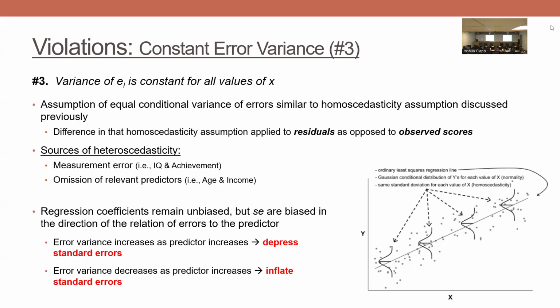If we go the other way, if my error variance decreases as my predictor increases, so I start with a ton of variability and it narrows down, funnel shaped in the opposite direction, I'll have inflation of my standard errors. Standard errors are too big, so my test statistics are too small. I'm going to be making type 2 errors because I'm not detecting things that I might normally if I hadn't had a violation like this.